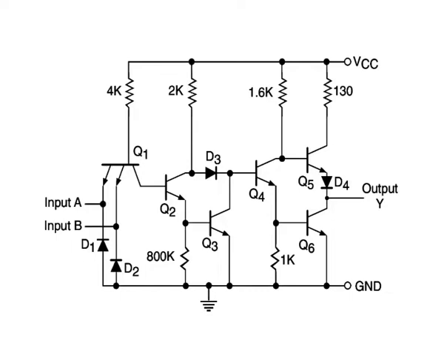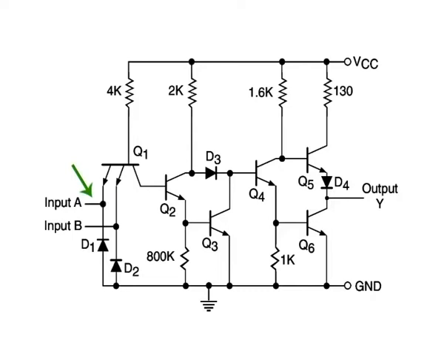A high output implies Q6 to be in cutoff and Q5 to be in conduction. This can happen only when Q4 is in cutoff. Transistor Q4 can be in cutoff state only when both Q2 and Q3 are in conduction. This is possible only when both inputs are in logic high state.